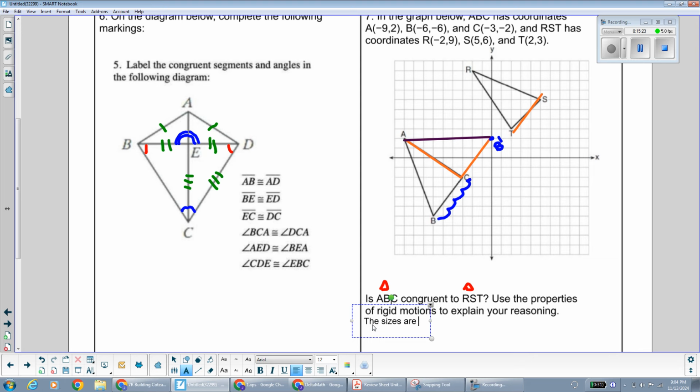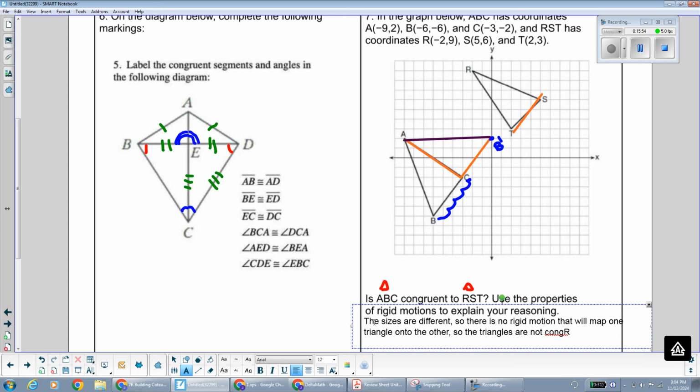The sizes are different. So there is no rigid motion that will map one triangle onto the other. So the triangles are not congruent.